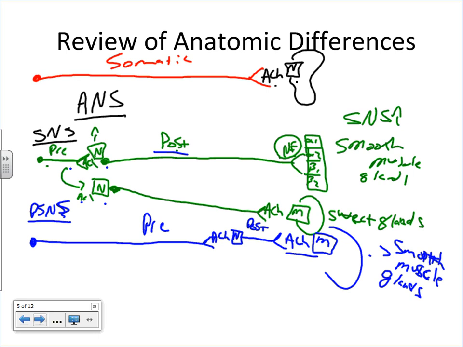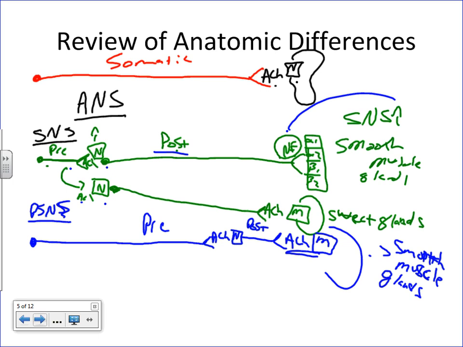Essentially what you should be thinking right now is that norepinephrine is going to increase the activity in these tissues that are innervated by the sympathetic nervous system, and simultaneously acetylcholine is going to decrease the activity in these areas. We'll get some specific examples in a little while, but that's something you need to be thinking about.